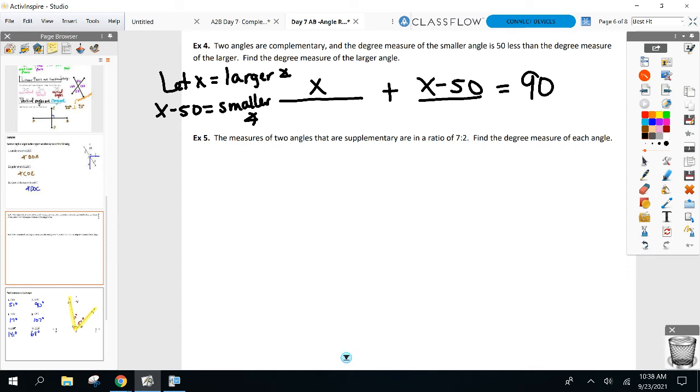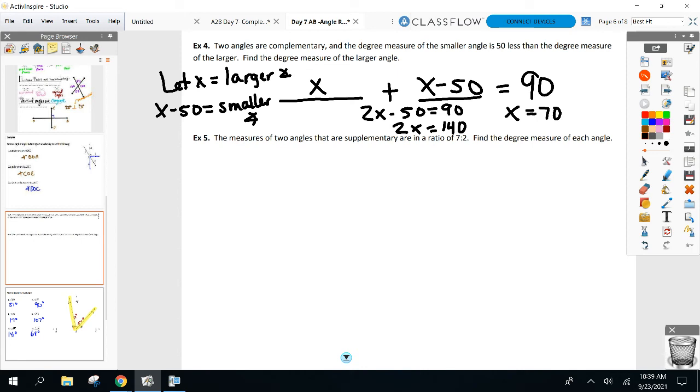So we had to call 1x and then x minus 50 because it's 50 less than. All right, solve. Let's go. Here we go. 2x minus 50 equals 90. Move the 50 over. 2x equals 140. And what's our value of x? 70. Now, what's that 70 mean?